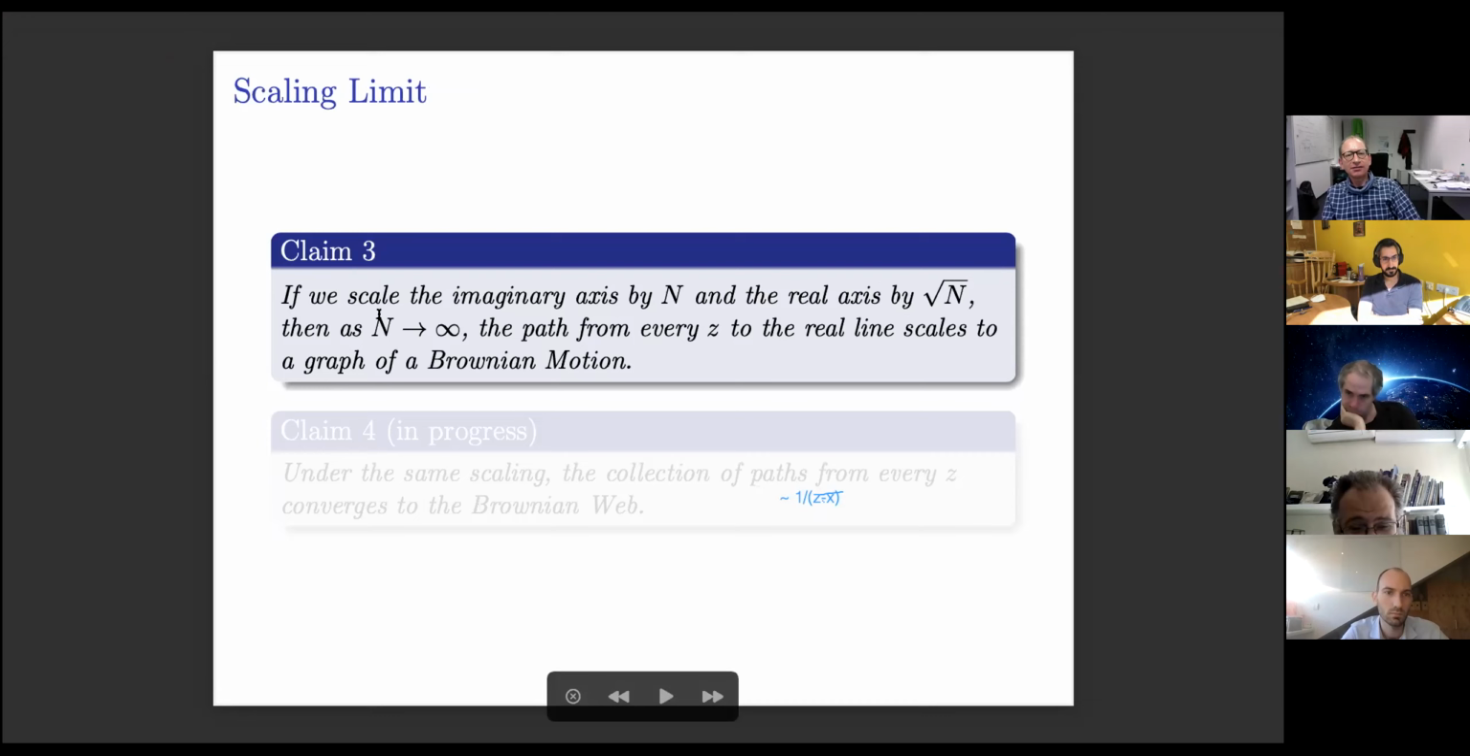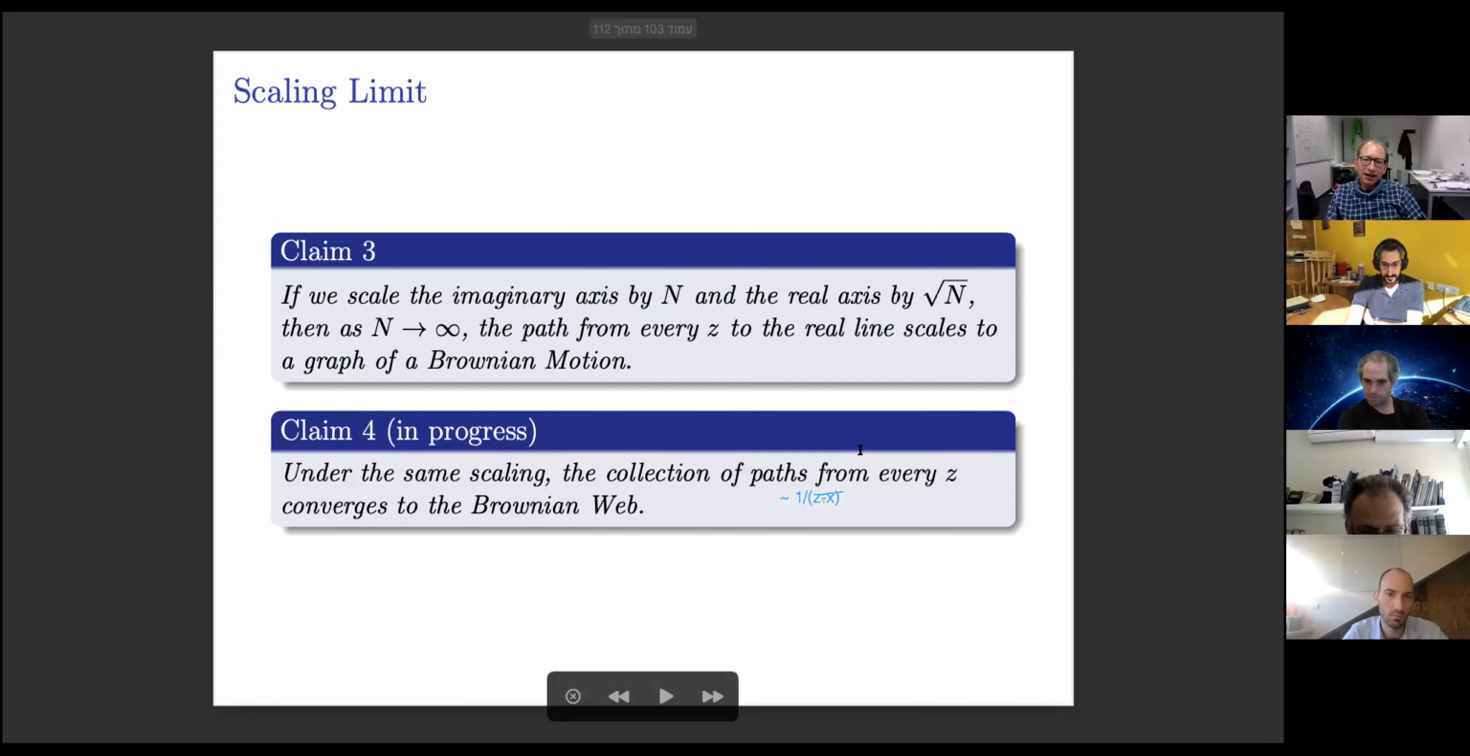Then we can prove a scaling limit. For the scaling limit, if we just scale the entire half plane linearly, our scaling limit would just be straight lines. Not uninteresting, because those straight lines have some finite length, but that's what it looks like. More interesting is if we scale the imaginary axis by n, and the real axis by square root of n. So if we do a Brownian scaling, the path from z to the real line would scale to the graph of a Brownian motion.